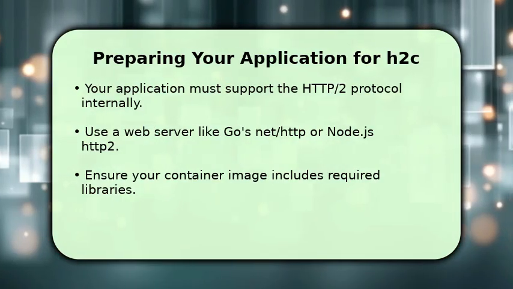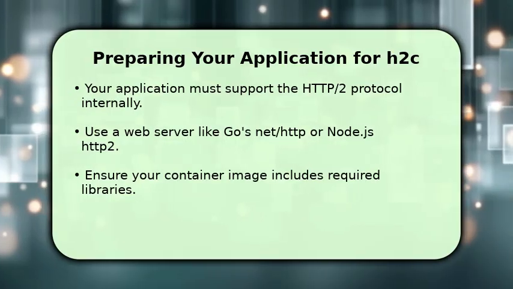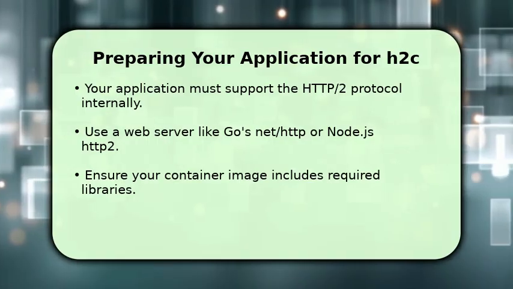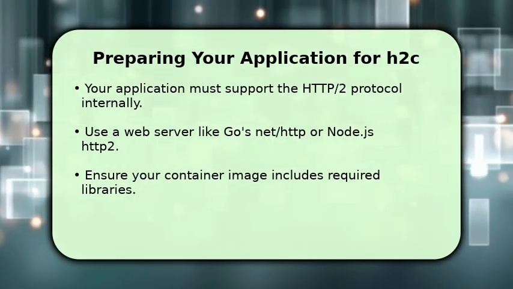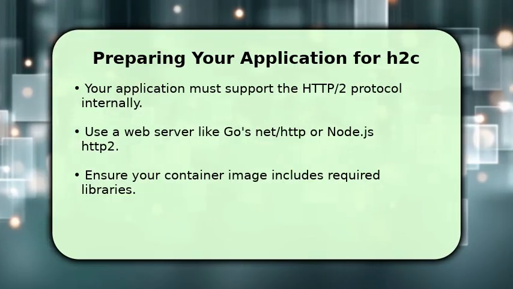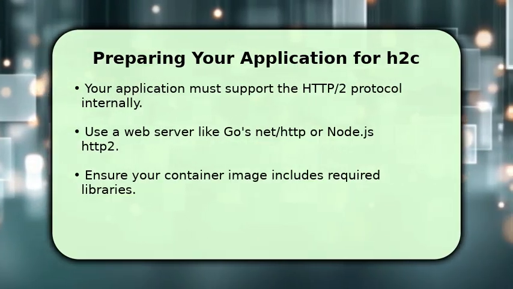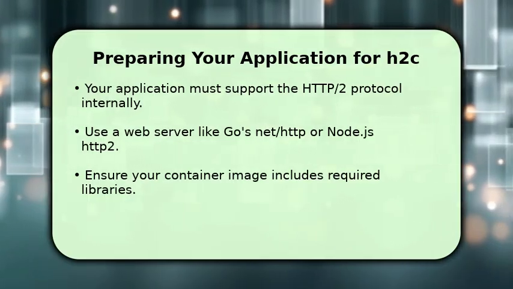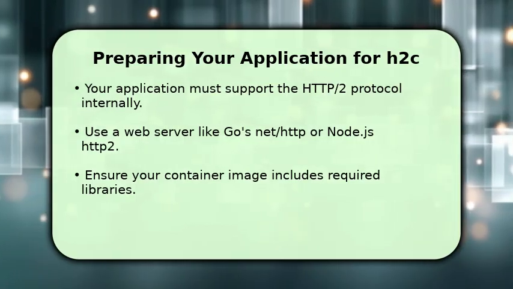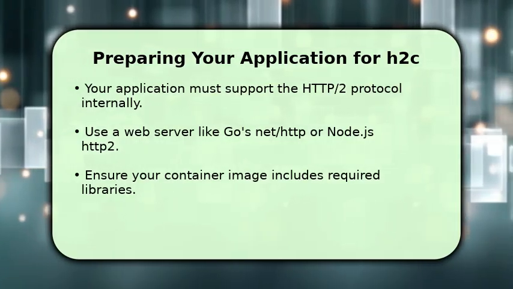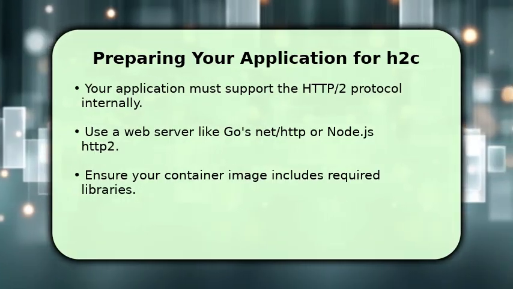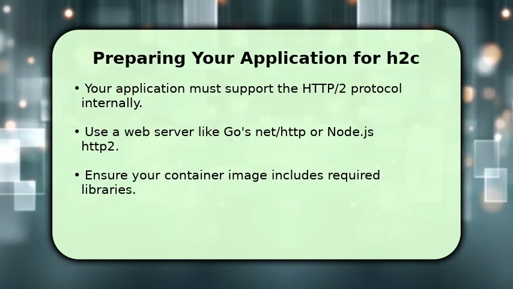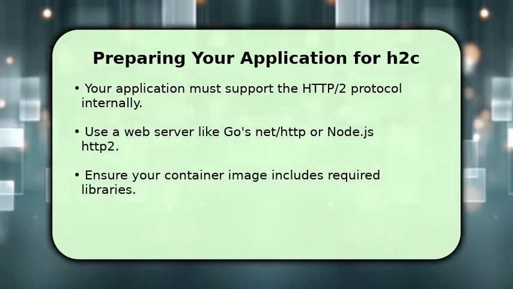To ensure your application is ready for H2C, it must be built to support the HTTP/2 protocol. Many modern web frameworks and servers, such as Go net/http or Node.js with http2, offer this capability. When deploying to Cloud Run, your container will receive H2C traffic from the platform's proxy. Verify your application server is configured to listen for HTTP/2 connections on the designated port, typically port 8080.